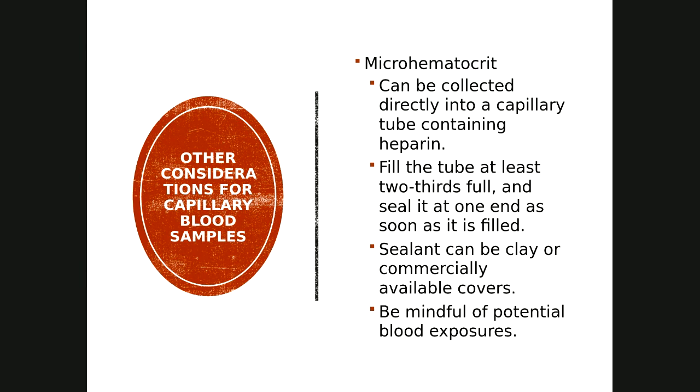Microhematocrit can be collected directly into a capillary tube containing heparin. You're going to fill the tube at least 2/3 full and seal one end as soon as it's filled. A sealant can be clay or commercially available covers, and be mindful of potential blood exposures. This can be found in your book on page 390.